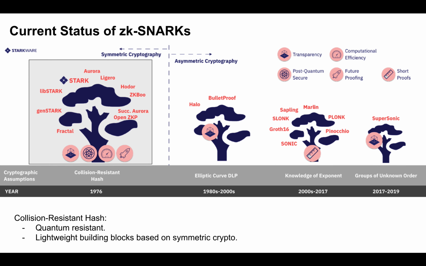The first assumption is a collision-resistant hash function. zk-SNARKs based on such an assumption are usually quantum-resistant, since collision-resistant hash functions are quantum-resistant crypto primitives. And also, such zk-SNARKs are computationally efficient because they are based on lightweight building blocks, because those building blocks are symmetric cryptography instead of asymmetric cryptography.